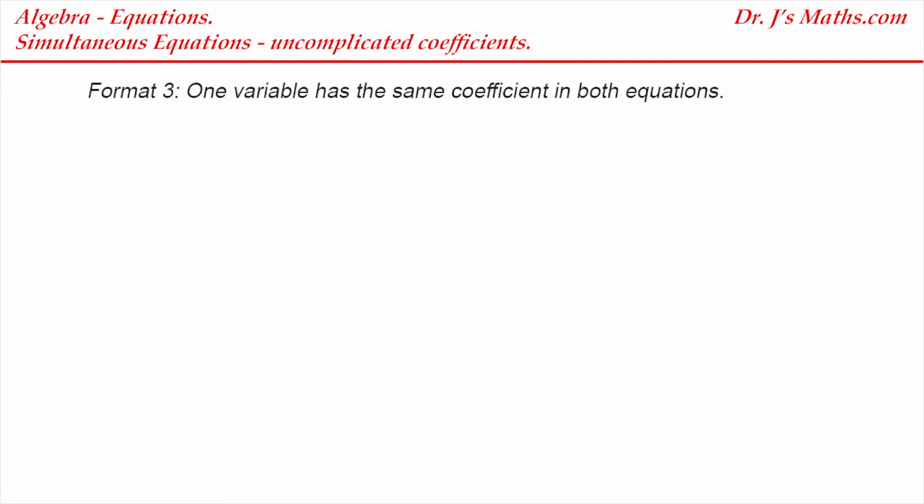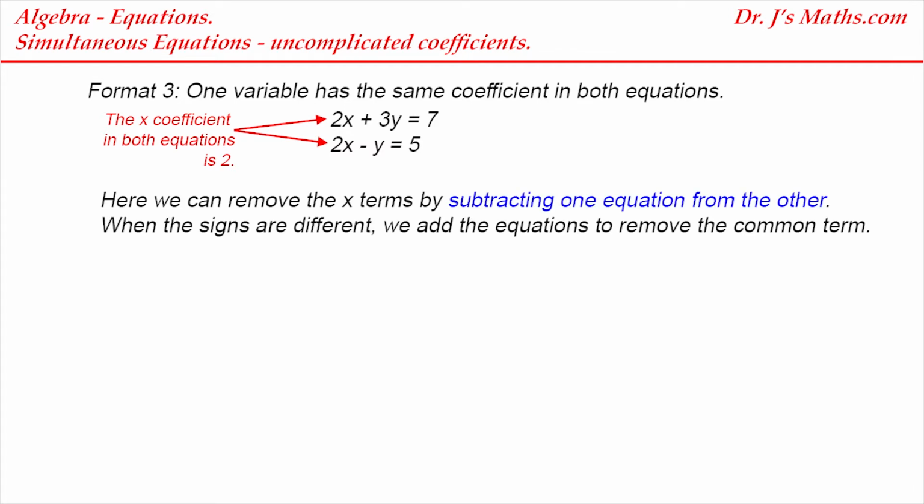Now the third format is a little bit like the first format, but here it's more generalised. So one variable has the same coefficient in both equations, and that coefficient could be 2, 3, or at least other than 1 to distinguish it. So in this case, the x coefficient in both equations is 2. So we can remove the x terms by subtracting one equation from the other. When the signs are different, we're going to add the equations to remove the common term. So here we'll do equation 1 minus equation 2.